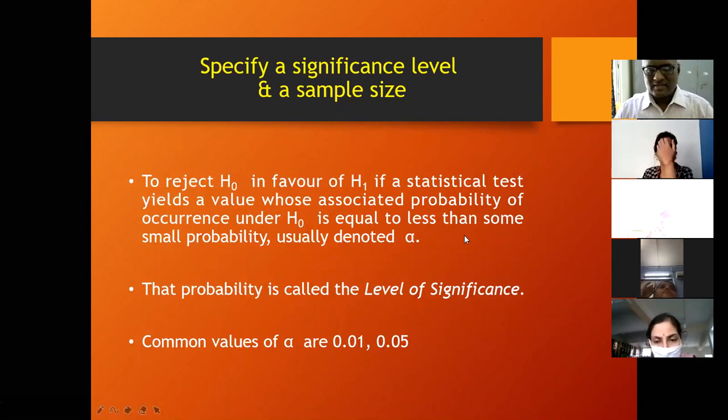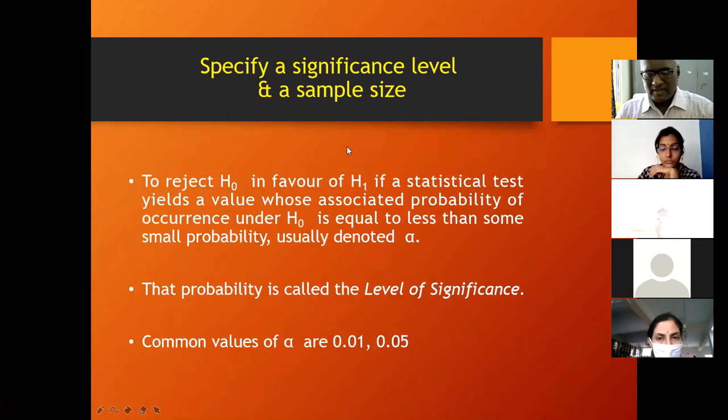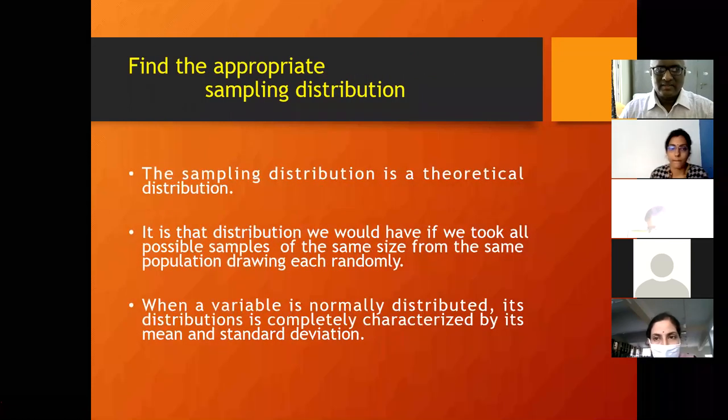If a statistical test yields a value, we call it a p-value. P-value means the probability value of occurrence under H0 is equal to or less than some small probability which is denoted by alpha. Alpha is the 0.05 level or 0.01 level. This is called the level of significance. Common values are 0.01 and 0.05. So you have to specify the significance level in advance for testing the hypothesis.